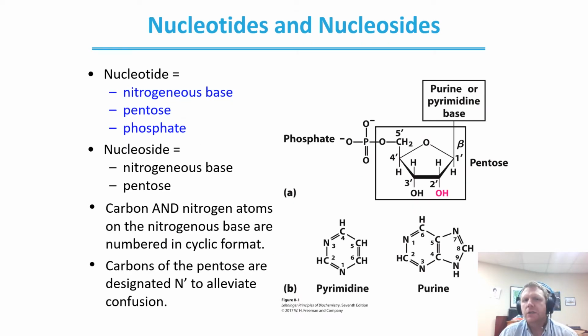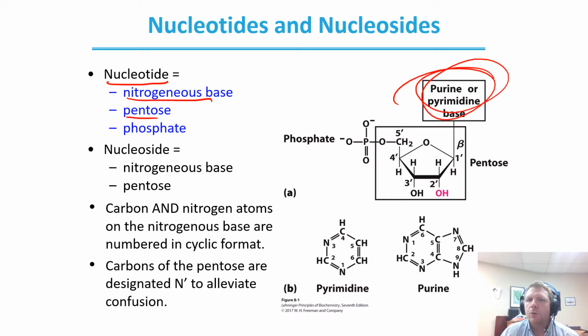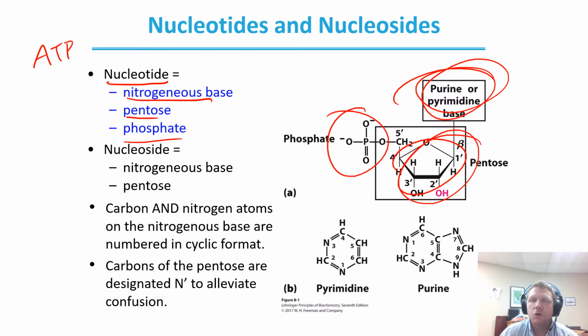A nucleotide is different from a nucleoside in that a nucleotide consists of a nitrogenous base, a pentose sugar, and at least one phosphate molecule. So ATP, adenosine triphosphate, is an example of a nucleotide. A nucleoside, on the other hand, is the nitrogenous base and the pentose sugar, but no phosphate is included. Carbon and nitrogen atoms on the nitrogenous bases are numbered in a cyclic format, and carbons on the pentose are designated with a prime to alleviate any sort of confusion.